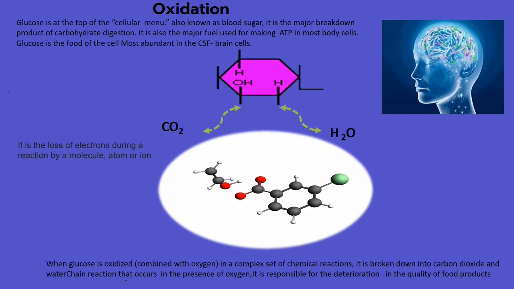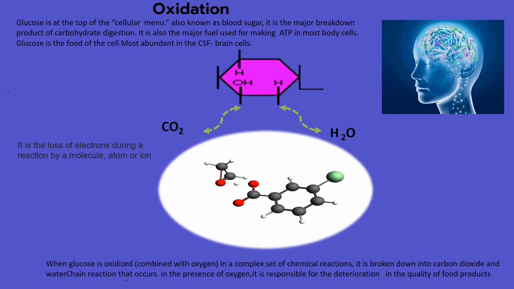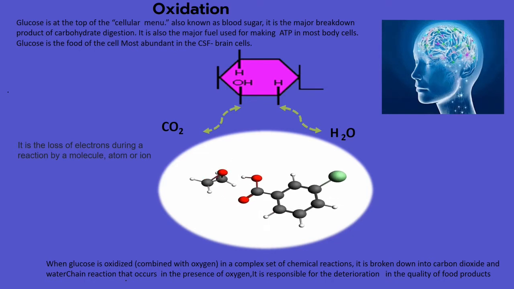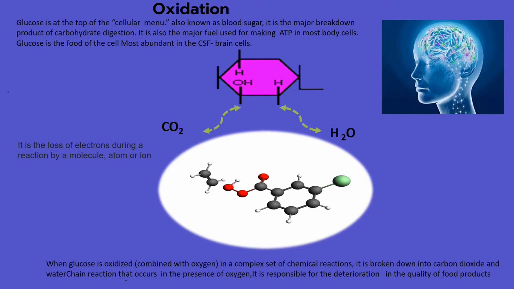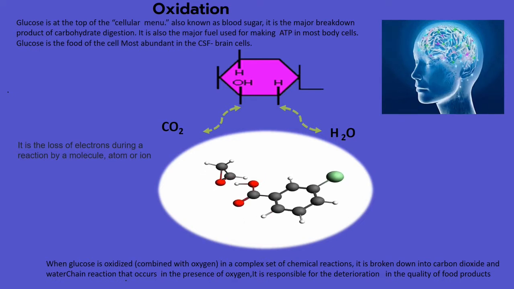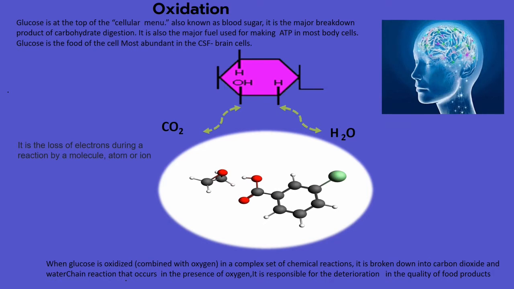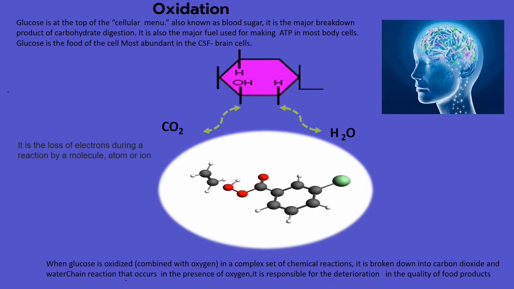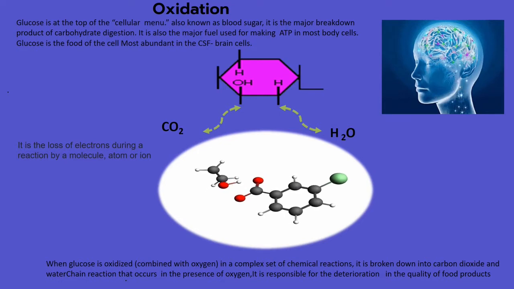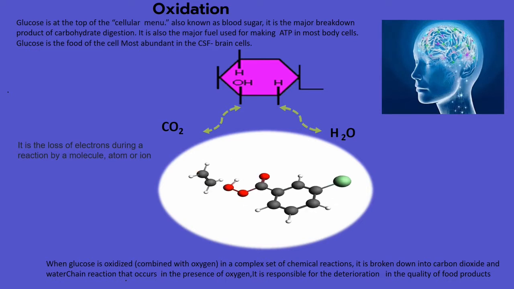Oxidation plays a role particularly in the making of ATP in most body cells, and oxidation is the loss of electrons during a reaction by a molecule, an atom, or ion, as depicted in the middle clip. From a ring chain of a molecule of a monomer, there will be an interaction where there will be loss of electrons into another molecule or atom.